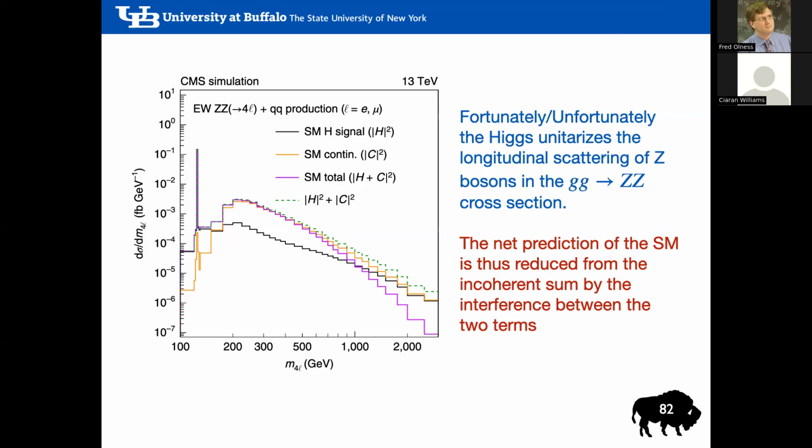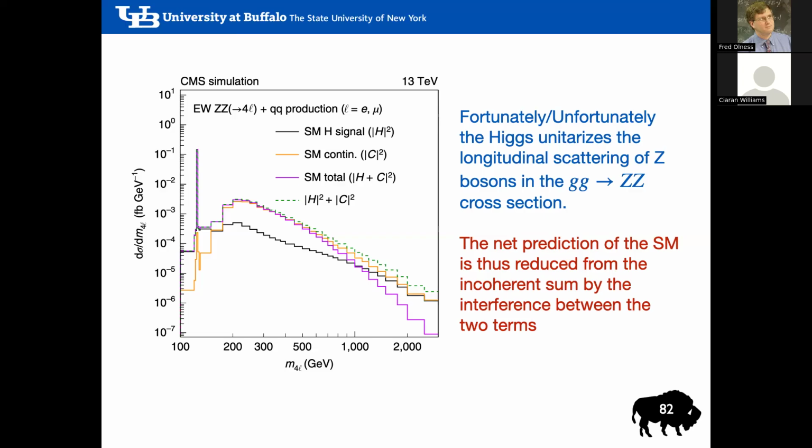Then the pink one is what happens if I add the two together. And because they are quantum mechanical, they have the same initial, the same final state, they interfere with one another. And so the green line here is if I add the two incoherently, so I add the yellow and black together, I get the green. That would be super nice, right? The pink is what happens if I really do quantum mechanics. And you see there's an interference between them, and it drives the cross-section down significantly at higher energies.